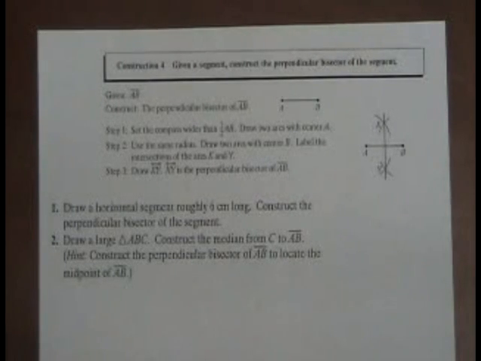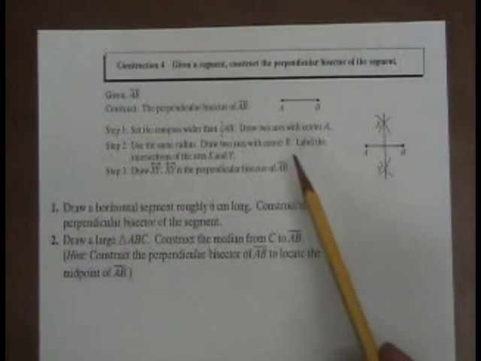All right, kiddos. This is construction number 4. And it says, given a segment, construct the perpendicular bisector of the segment. So this is a fairly simple one.